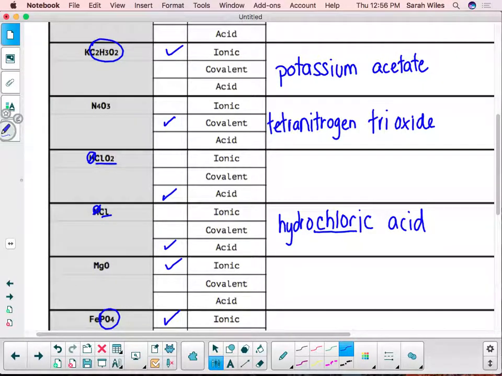The next one, ClO2. That is a polyatomic ion. Which polyatomic ion is it? Chlorite. If it ends in ite, it goes to ous. So it is chlorous acid. You do not put hydro on it because it's a polyatomic ion, not an element. Just chlorous acid. Okay?